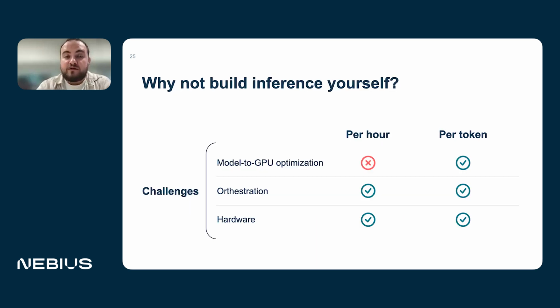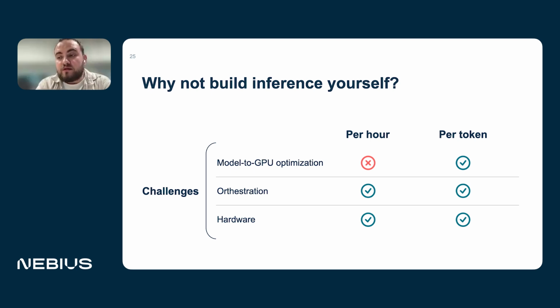But that's not the only difference. While we were building our product, we understood that all the challenges that are usually talked about with inference can be divided into three types. First of all, it's hardware. You just need to have the right hardware. For example, if you have a state-of-the-art model, you probably need quite big GPUs. The second part is orchestration, and that is also solved by both types of providers.